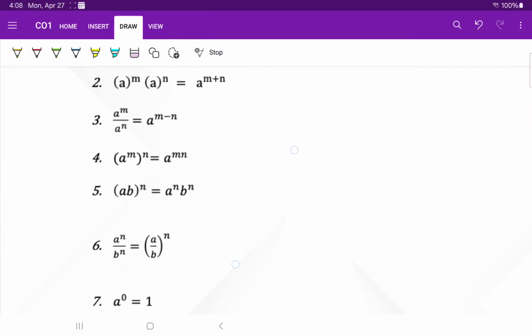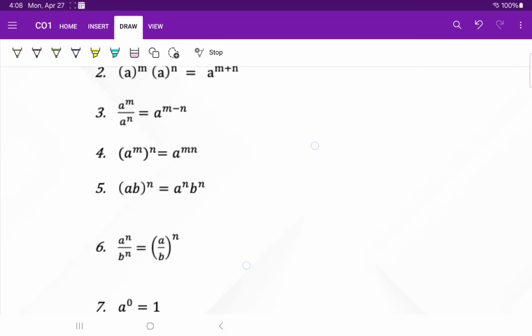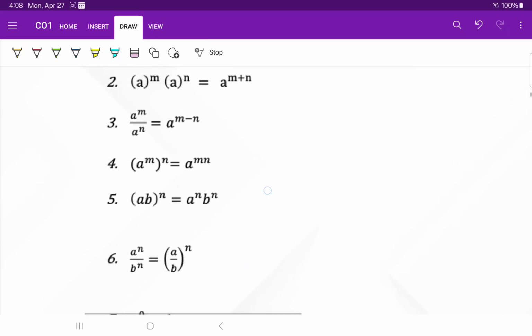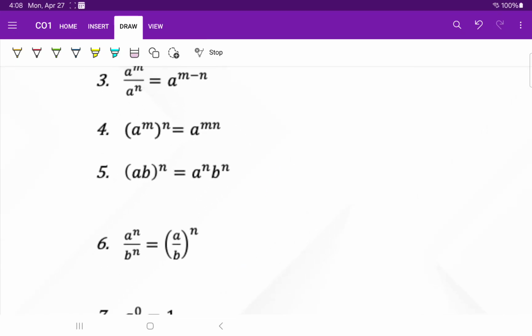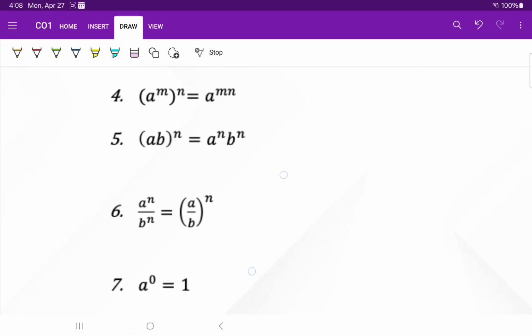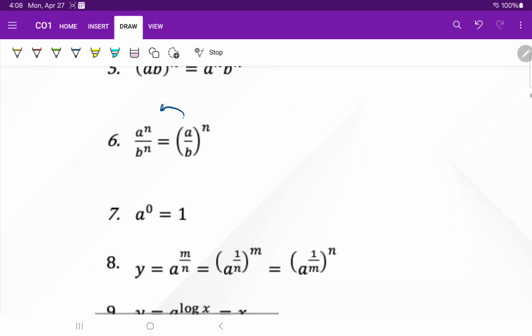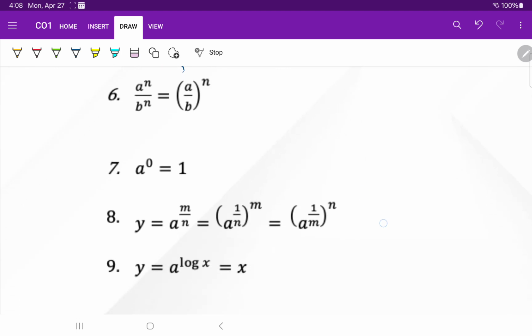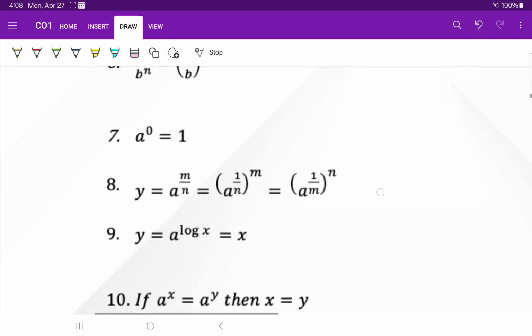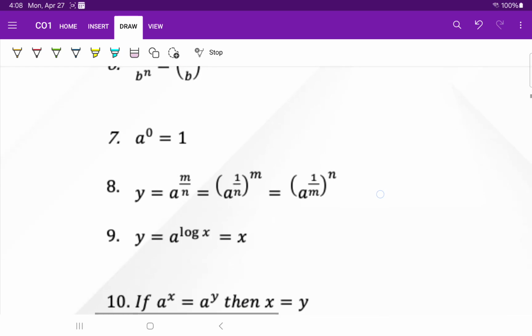If you have a to the m raised to the n, the result is a to the m times n. And if you have ab raised to the n, you can raise both to the n. Same thing happens if it's division. Actually, this should be a over b to the n. This should come first here, right? Then a number raised to 0 is 1. And this one, a to the m over n, can be written as a to the 1 over n, raised to the m.